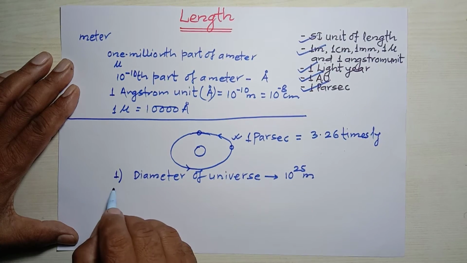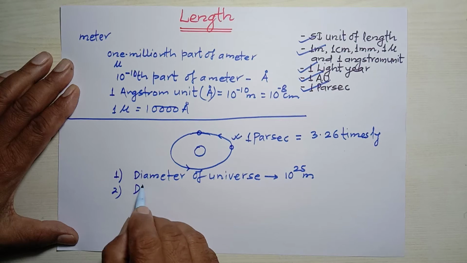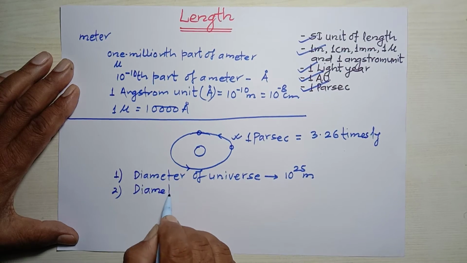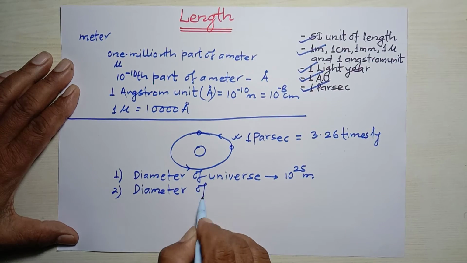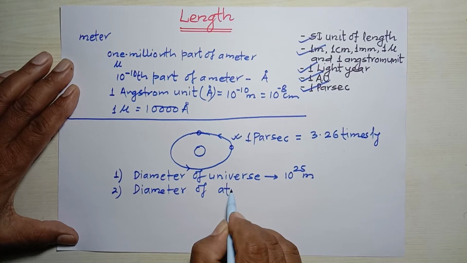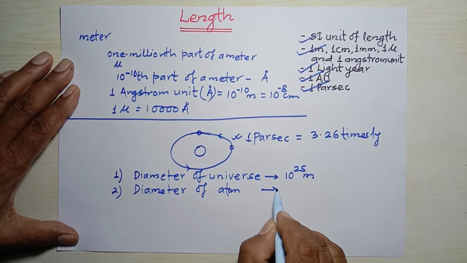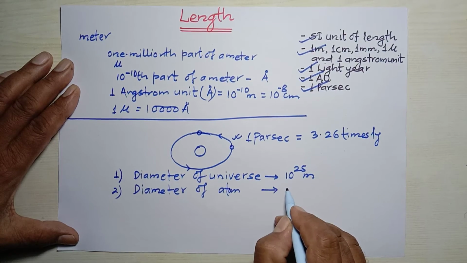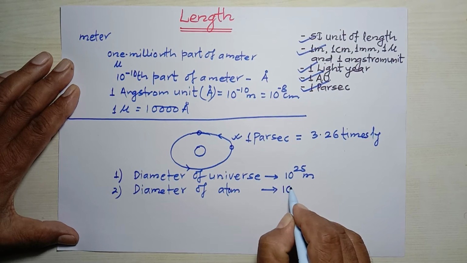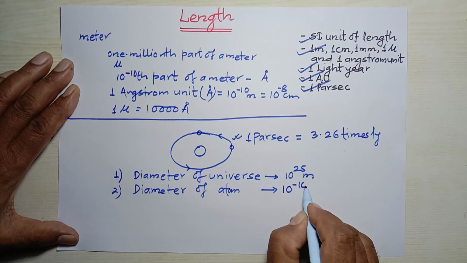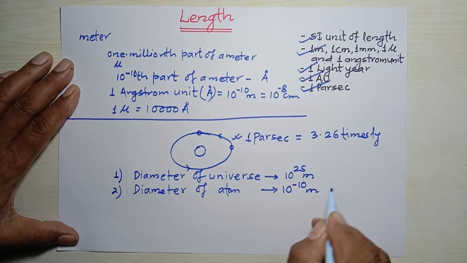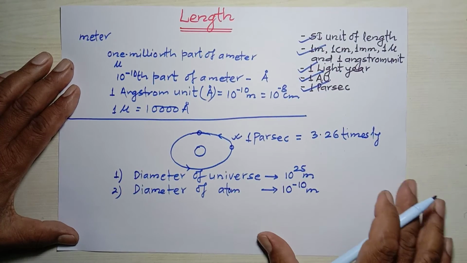Diameter of an atom. Atom is very, very small, which cannot be seen with the help of a simple microscope also. It's very less. That's why it is found to be on average 10^-10 meter.